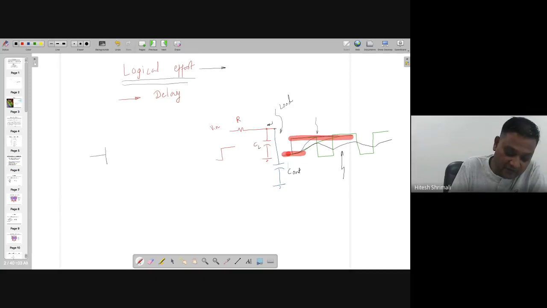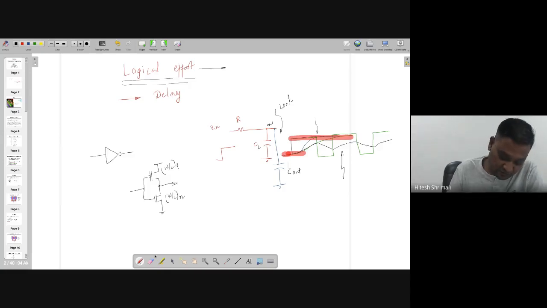Let's say you have this inverter, and let's assume that this is the minimum one. Maybe I can make it clearer: 2 times W by L divided by N, that is the W by L of P. I'm taking 2 times just to make sure that both the resistances are equal, and 2 is coming from the fact that the ratio mu N divided by mu P is actually deciding this.